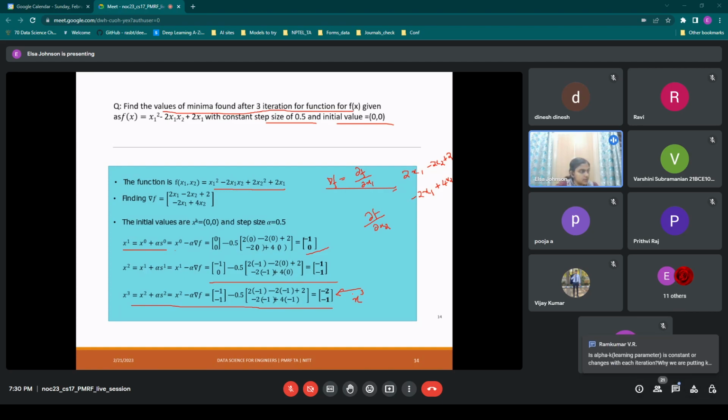Is the alpha k learning parameter constant or does it change with the iteration? No, alpha is constant in each iteration. Why are we putting k as a subscript? Yes, you can use it as a subscript. Different notations are possible. Whatever you have learned in your lectures, you can continue with that. If you have learned xk, x1, x2 like that, it's fine.